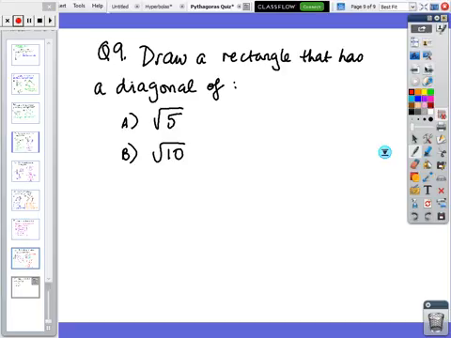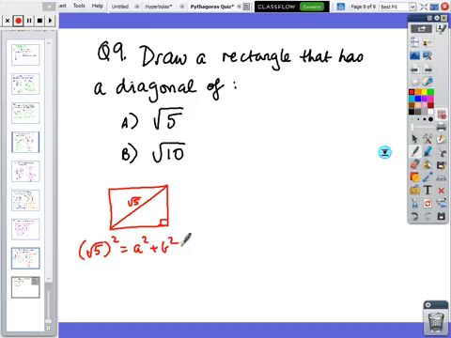Okay, so in the first one, we need a rectangle, and that side is root 5. So that means that that's the hypotenuse. So root 5 squared equals something squared plus something squared. So root 5 squared is 5. Now, think of two numbers that add to 5. So, for instance, 1 plus 4 equals 5. So that means that a squared equals 1, so a is 1. b squared equals 4, so b equals 2.